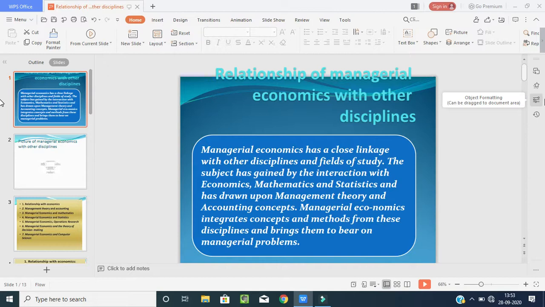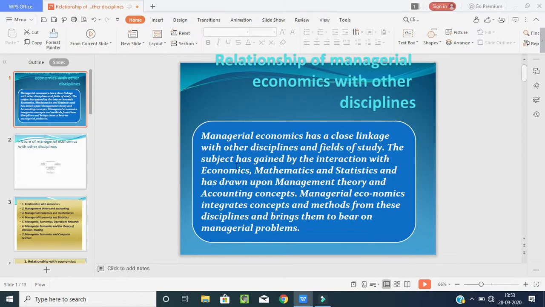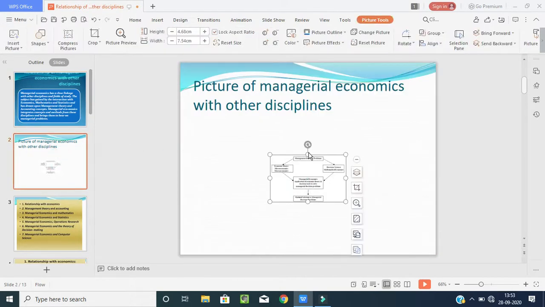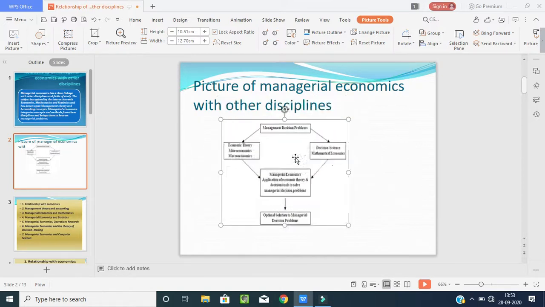Here it is a clear concept that managerial economics not only deals with one discipline, it also deals with economics, mathematics, statistics, management, accounting, and some other parts also. Now, I'll show you the picture so that it will be easy for you to understand managerial economics with other disciplines. See here, I'll make it wide so that it will be easily understandable for one and all.